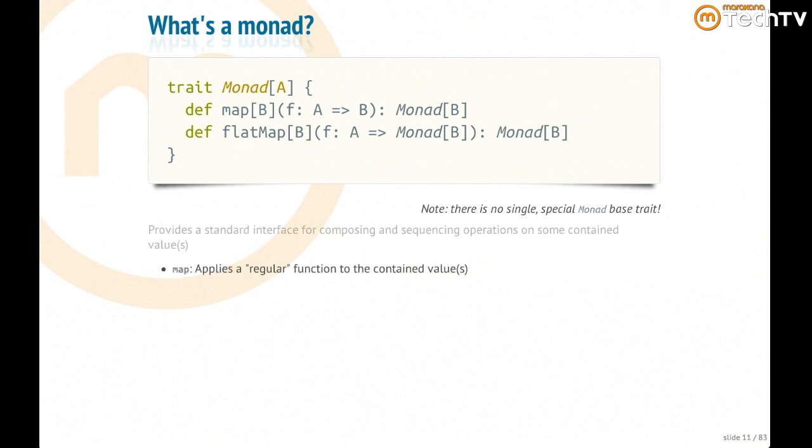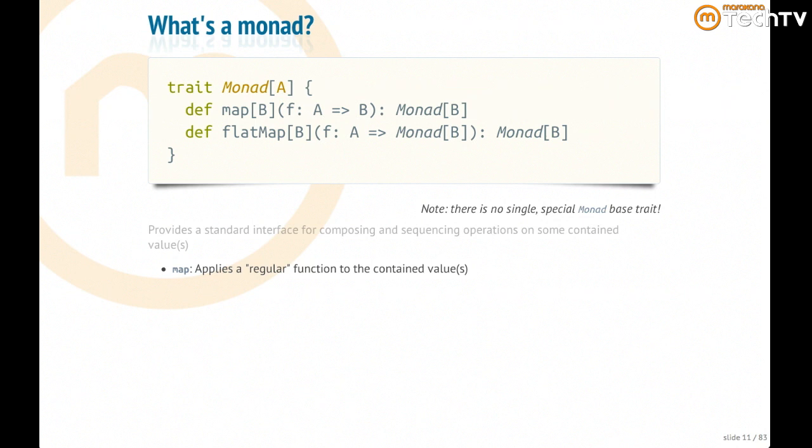Then the monad provides a method map, and keep in mind this is functional programming, so this is going to be a higher-order method because it's taking a function as an argument. The function is going to map from some value of type A to a new value of type B. What that'll give us is a monad containing our new value of type B.